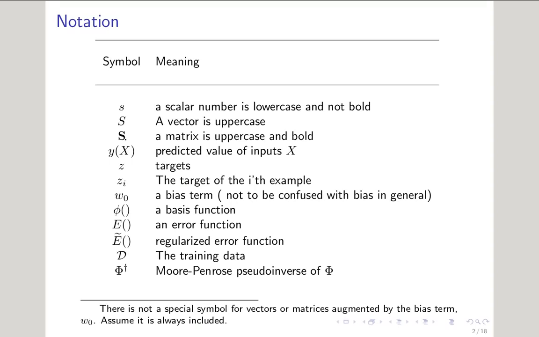w sub 0 is a bias term, but please don't confuse this with bias in general. Phi is a basis function. Function E is an error function, but E with a tilde over the top is the regularized error function. The calligraphic letter D represents our training data, which is composed of sets of vectors x and targets z. And Phi with the dagger represents the Moore-Penrose pseudo-inverse of Phi. Everything else that you find should be consistent with the usage in Christopher Bishop's book.